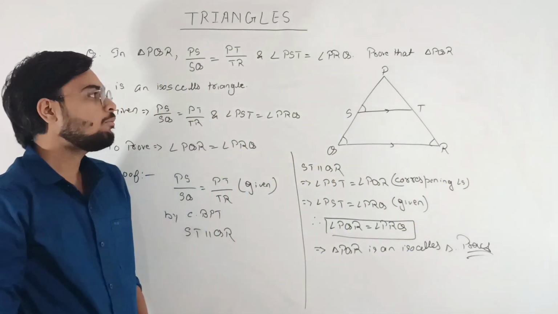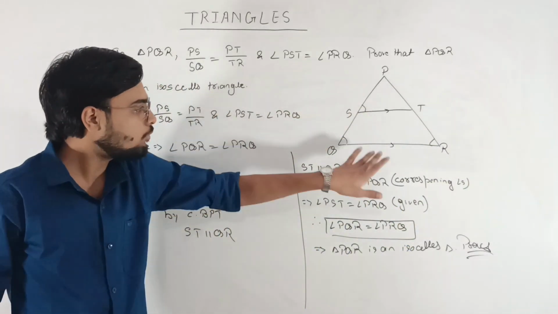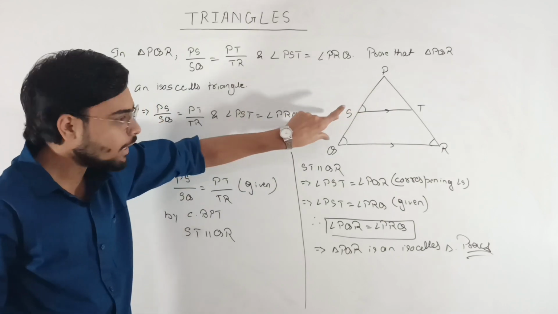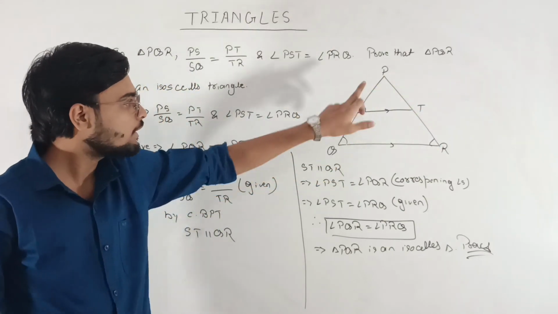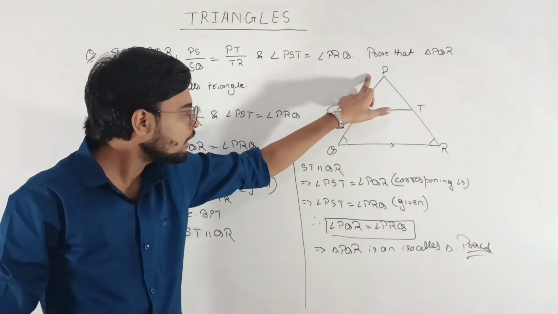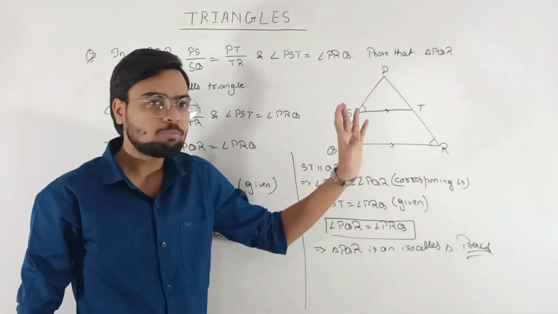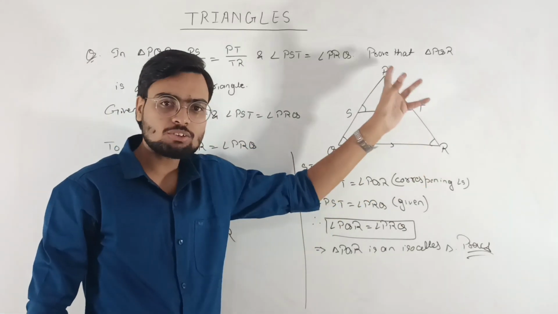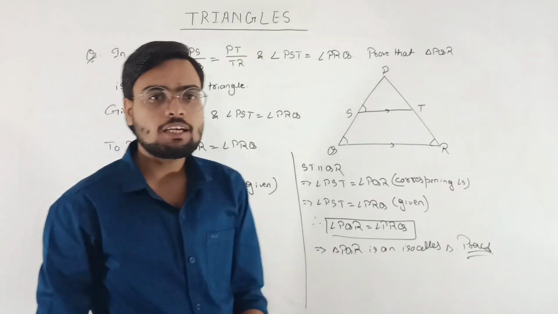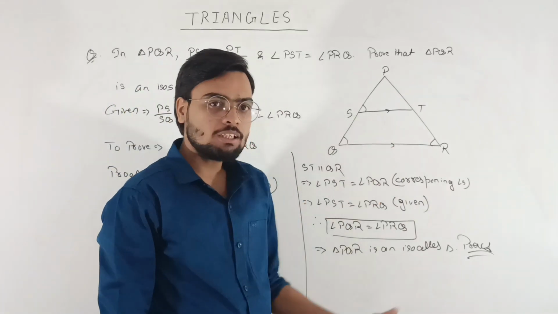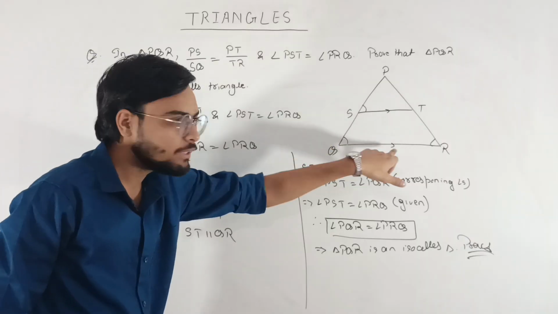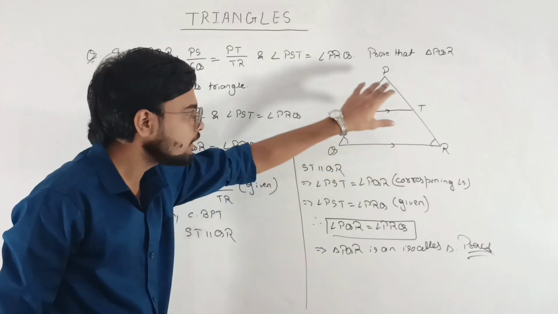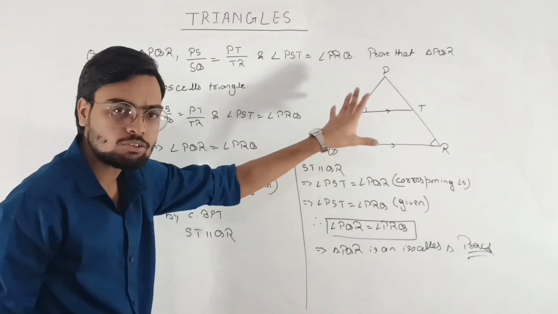Proof. Let's see one more time. We have a triangle PQR. In this triangle, PS upon SQ is equal to PT upon TR is given, and one more thing is given, that angle PST is equal to angle PRQ. Then we have to prove triangle PQR is an isosceles triangle. So for isosceles triangle, opposite angles are equal. That's why right here we have to prove angle PQR is equal to angle PRQ. When we prove these two angles are equal, then we say this triangle PQR is an isosceles triangle.